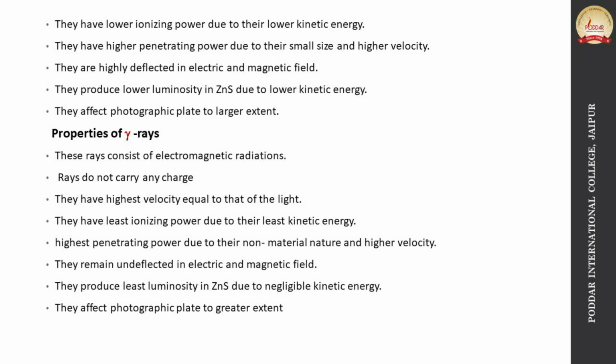Now the properties of gamma rays. These rays consist of electromagnetic radiations. These rays do not carry any charge. They have a high velocity equal to that of light. They have least ionizing power due to the least kinetic energy. They have highest penetrating power due to non-material nature and high velocity. They remain undeflected in electric and magnetic fields. They produce least luminosity in zinc sulfide due to negligible kinetic energy. They affect the photographic plate to a greater extent.